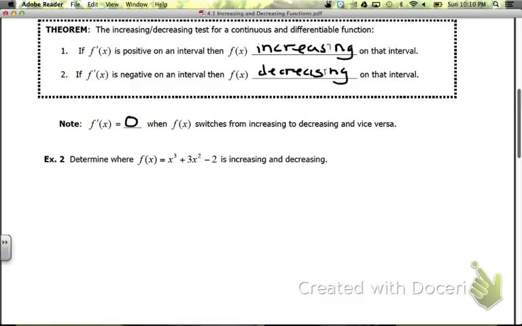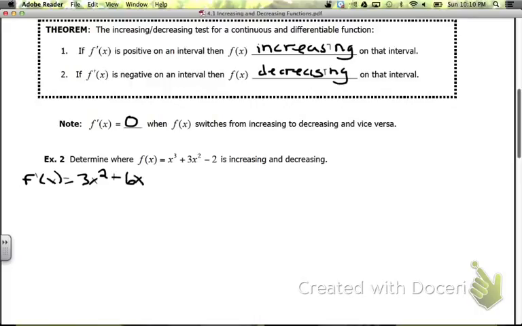So in our first example here, we want to determine where f of x equals x cubed plus 3x squared minus 2 is increasing and decreasing. Our first step here is that we need to find the derivative of f of x, which is just equal to 3x squared plus 6x.